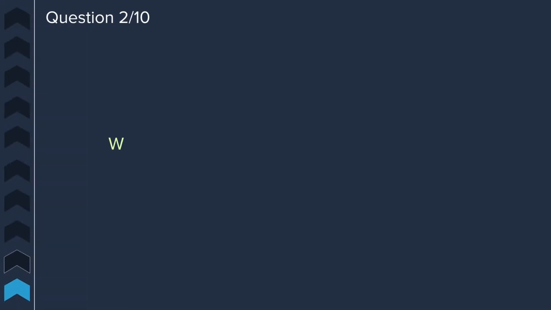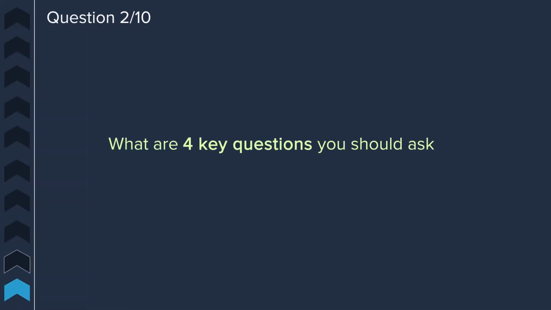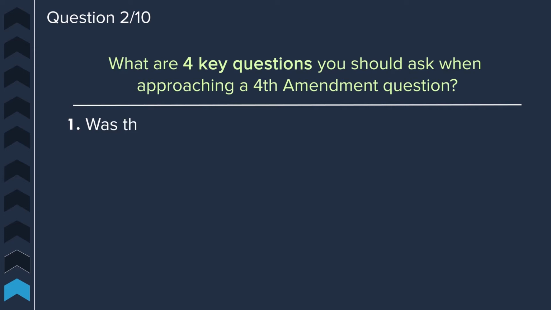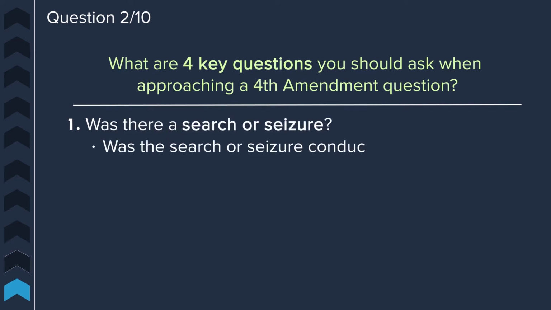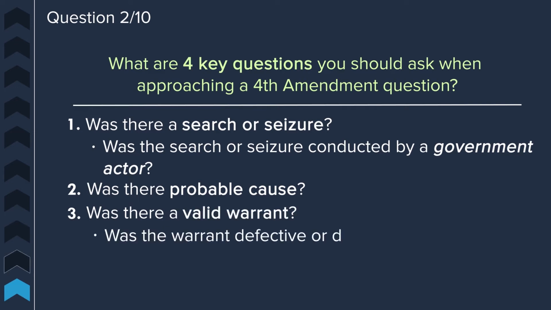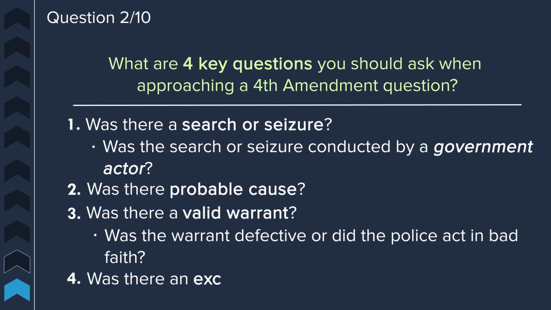Question 2. What are 4 key questions that you should ask when approaching a Fourth Amendment question? First, was there a search or seizure? And if so, was the search or seizure conducted by a government actor? 2. Was there probable cause? 3. Was there a valid warrant? And if so, was the warrant defective, or did the police act in bad faith? And 4. Was there an exception to the warrant requirement?